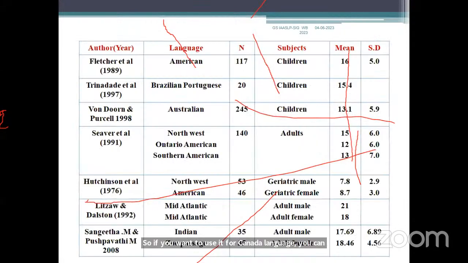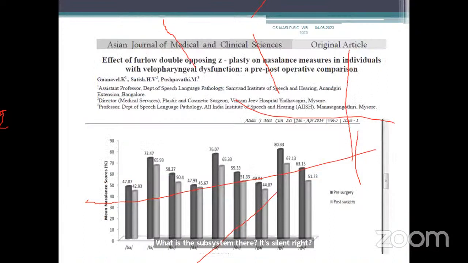And again, these are some other countries where normatives are available. What the subject is, whether children or adults, all these things are available. And based on the surgical procedures, is there any improvement in pre and post operative nasometric scores? This is a study done by Dr. Nanavil as part of his thesis.